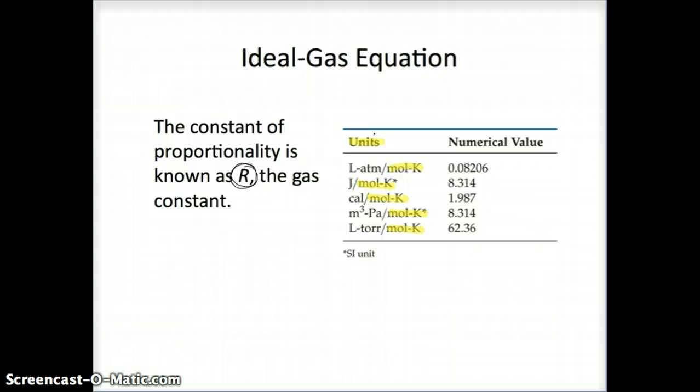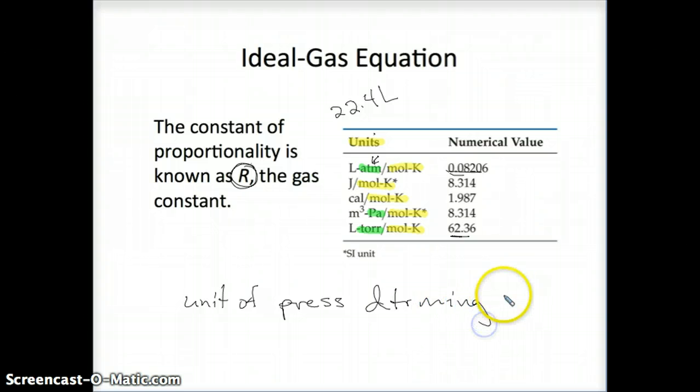Notice what's really changing is here I have atmospheres, I have pascals, I have torr. Now I'm not going to deal with the volume yet because typically most of the time what we're going to be dealing with is 22.4 liters. Okay, so calories and joules, that's another way to use it. We're not really going to be messing with those, so we're going to kind of ignore those. But the main thing here is notice that torr, pascals, atmospheres, especially here, liter atmospheres, liter torr, the difference in this number is strictly due to the unit of pressure. So the thing I want you to recognize is that it's the unit of pressure that is determining the value of R. Okay?